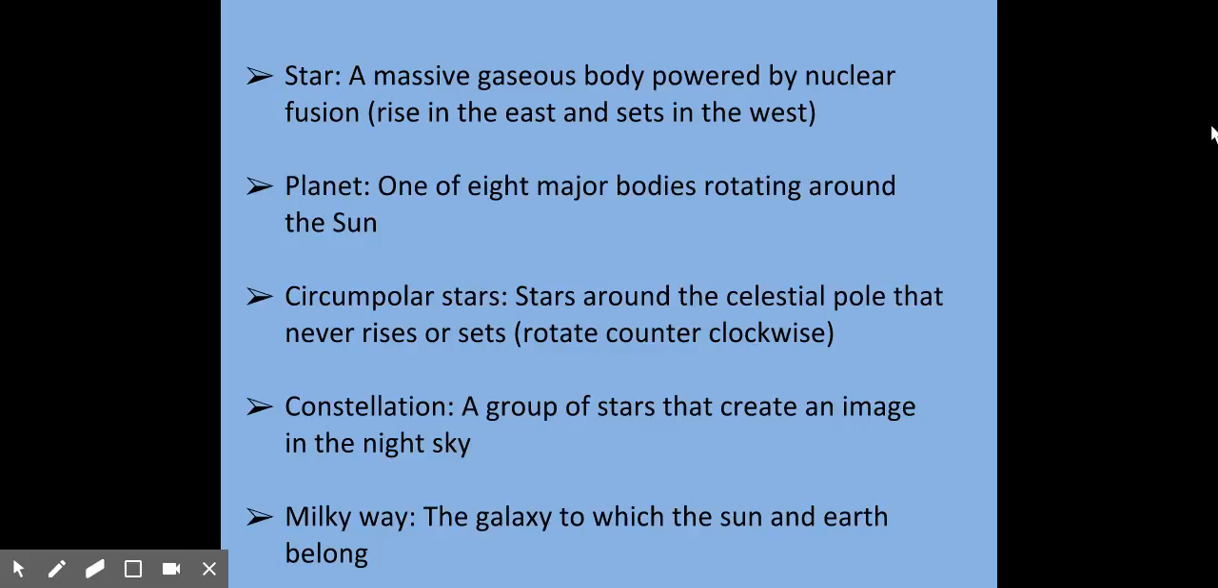Compare that to a planet. That's one of the 8 major bodies rotating around our sun. We'll talk about exoplanets later. Circumpolar stars are those that basically rotate around the pole. They never go below the horizon, so they can be seen year round. Constellations are groups of stars that create an image in the night sky. And then, of course, the Milky Way is the galaxy which we belong to.